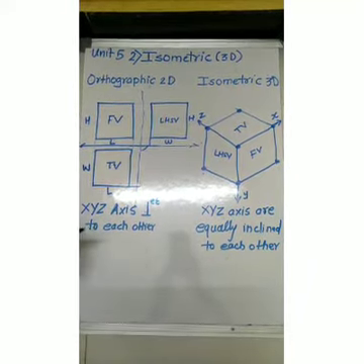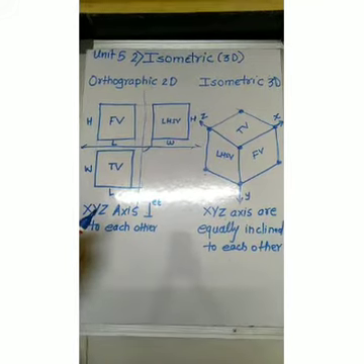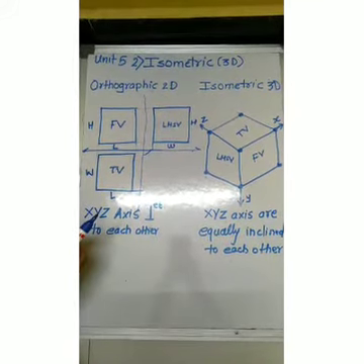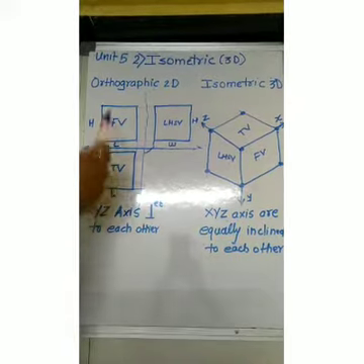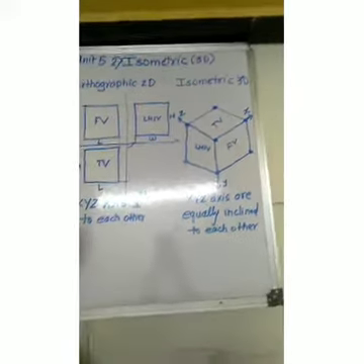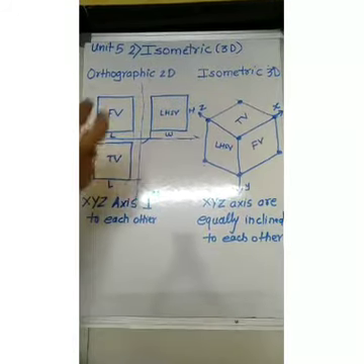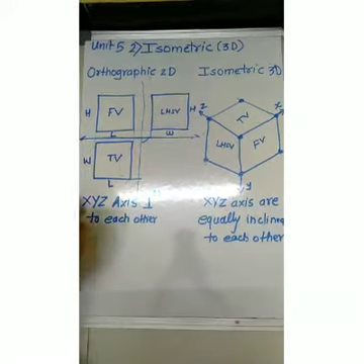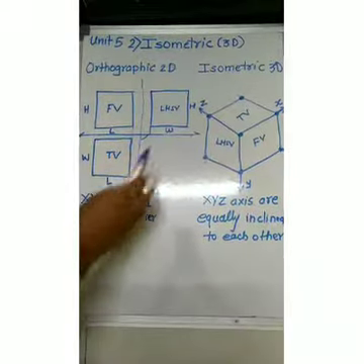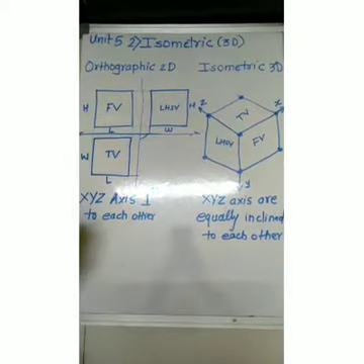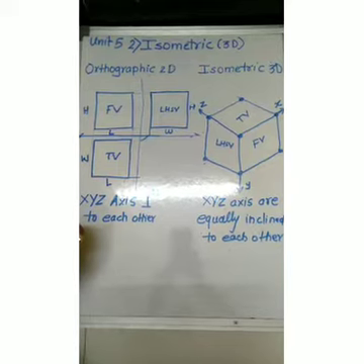Now in this topic, you will have to observe the 2D orthographic projection of a particular object, and you will have to convert that 2D view of the object into a 3D view of that object. That means the isometric view, or isometric projection, of that object.